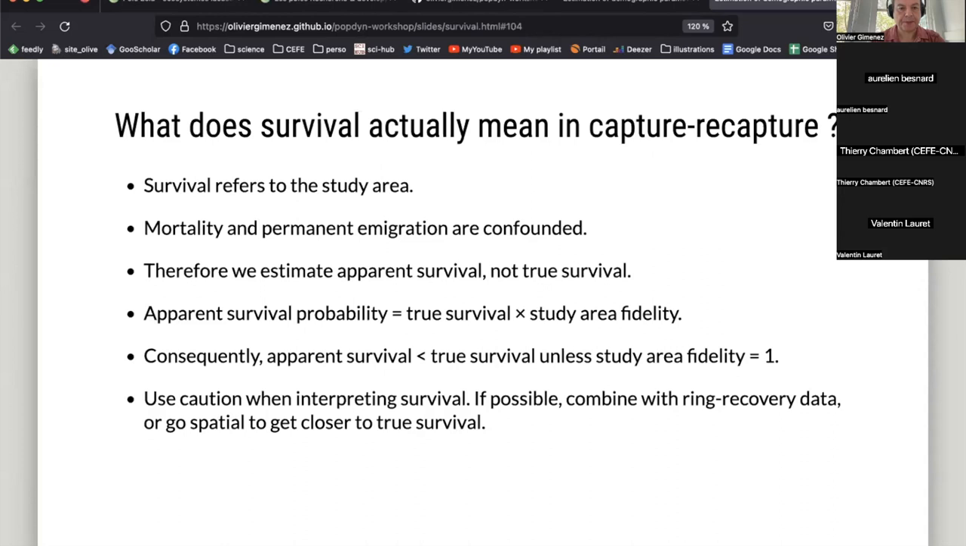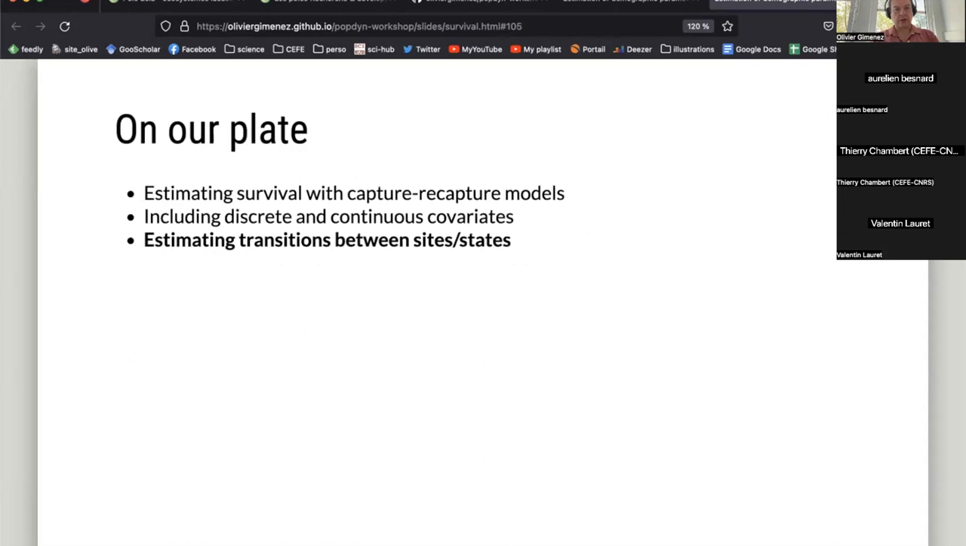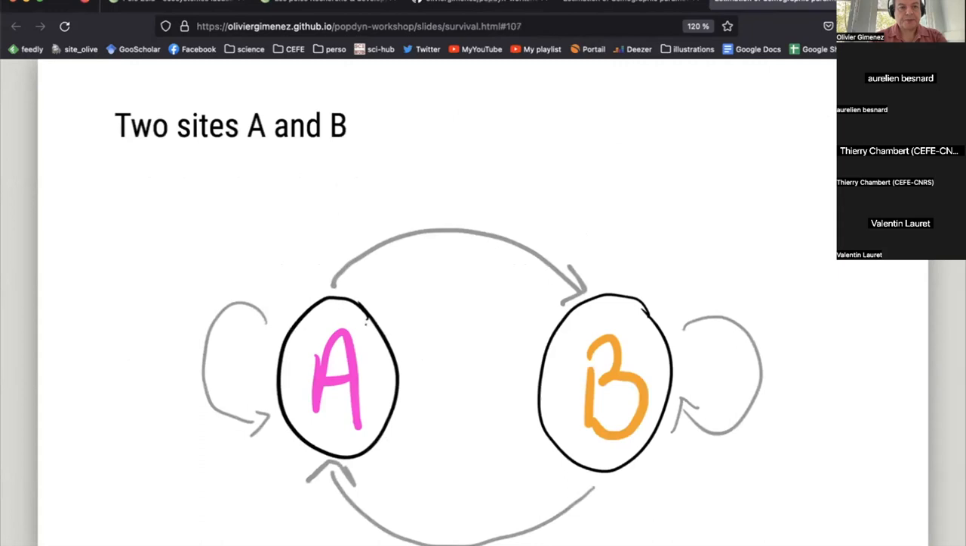Okay, so today the core of the demographic parameter section will be about estimating transition between sites and/or states. So it's a generalization of what we saw yesterday, estimating survival, which was on one site. Here we will deal with at least two sites or states, let's say site A and site B. You have transition between those two sites, in one direction or the other, or you may also stay within this site or in this site.